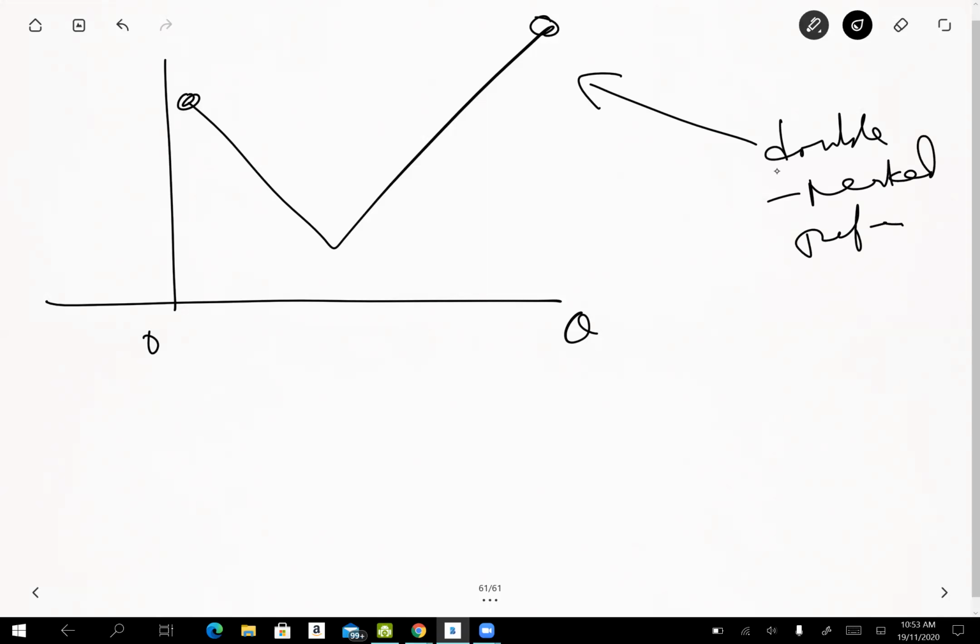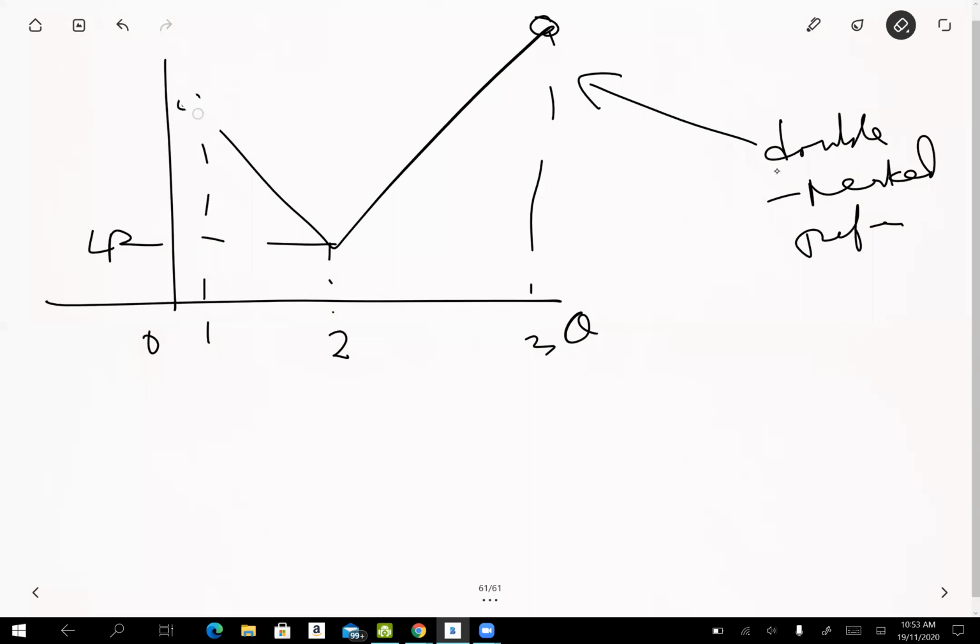For example, we go back to the example. So this is 2. This is 1. This is 3. So that is least preferred. I want to show moderately preferred. Moderately preferred will be somewhere here. And that is most preferred. So you have double peak. Sometimes you have a valley in the middle. You have 2 high points. So that is double peak.